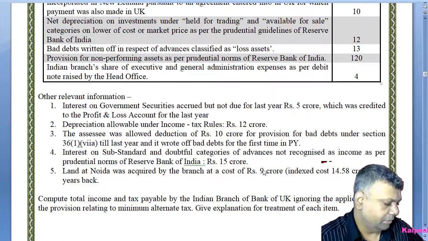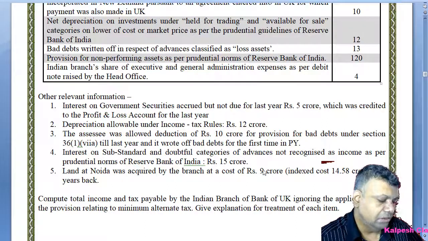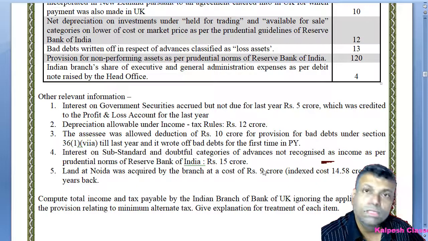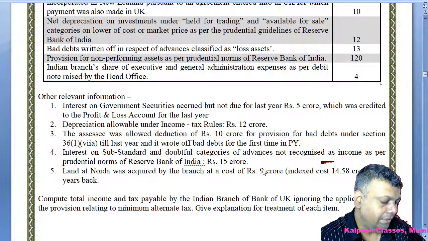Other relevant information. One: interest on government securities accrued but not due for last year is rupees 5 crores, which was credited to the profit and loss account for last year. The depreciation allowable under income tax rules is rupees 12 crores. The assessee was allowed a deduction of rupees 10 crores for the provision for bad debts under section 36(1)(viia) till last year, and it wrote off the bad debts for the first time in the previous year.